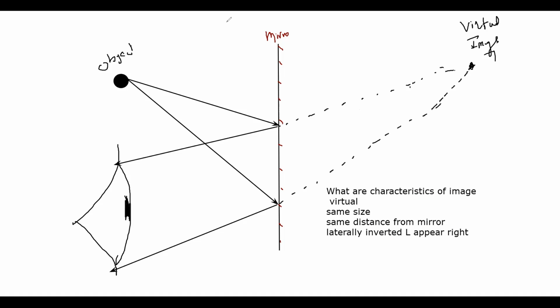So these are the characteristics of the image formed by a plane mirror. It's virtual, it's the same in size, it's the same distance, and it is laterally inverted, or left appears right or right appears left. Left of the object appears as right of the image, or left of the image appears as right of the object. That is the meaning of laterally inverted.